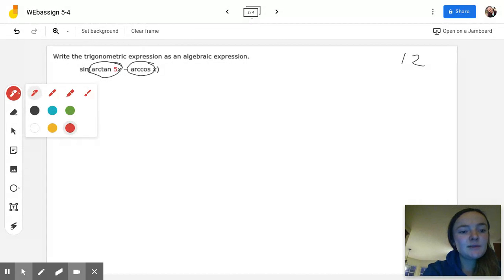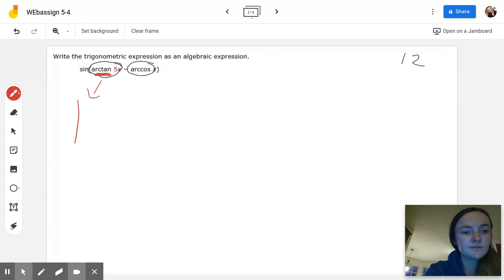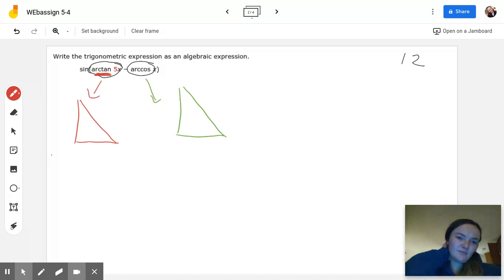So because it's almost Christmas, we're going to draw a triangle for arctangent as being red. And so let's go ahead and draw one of those. And then we'll draw a triangle for our cosine to be green. So nice holiday cheer there. Okay, arctangent is arctangent of 5x. That's basically saying if I have an inverse trig function, the output of whatever angle I have is going to give me 5x.